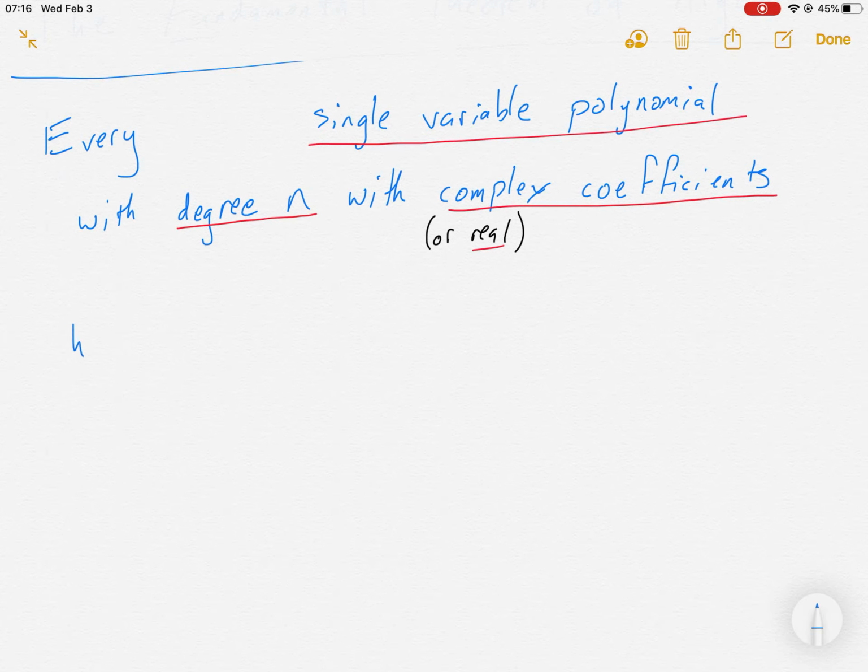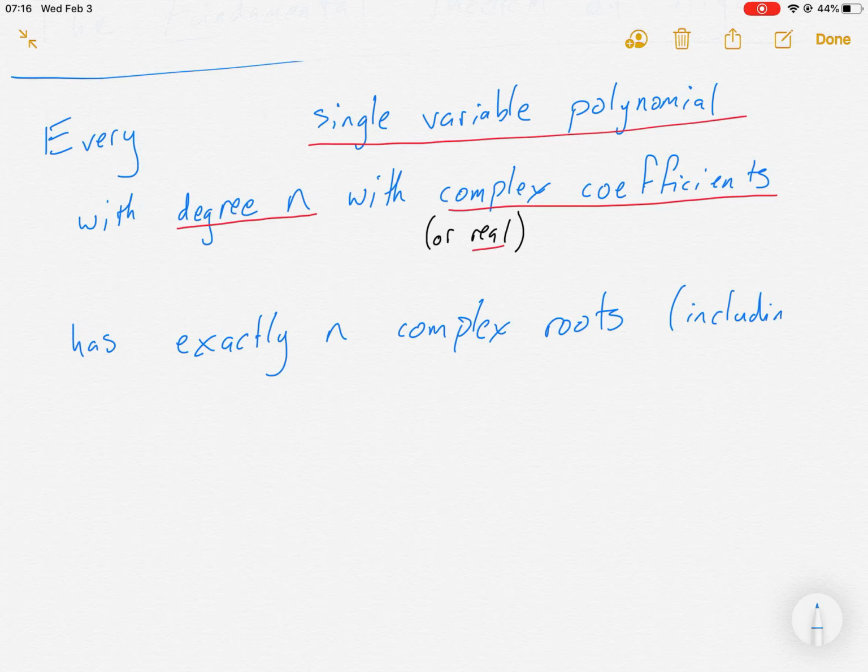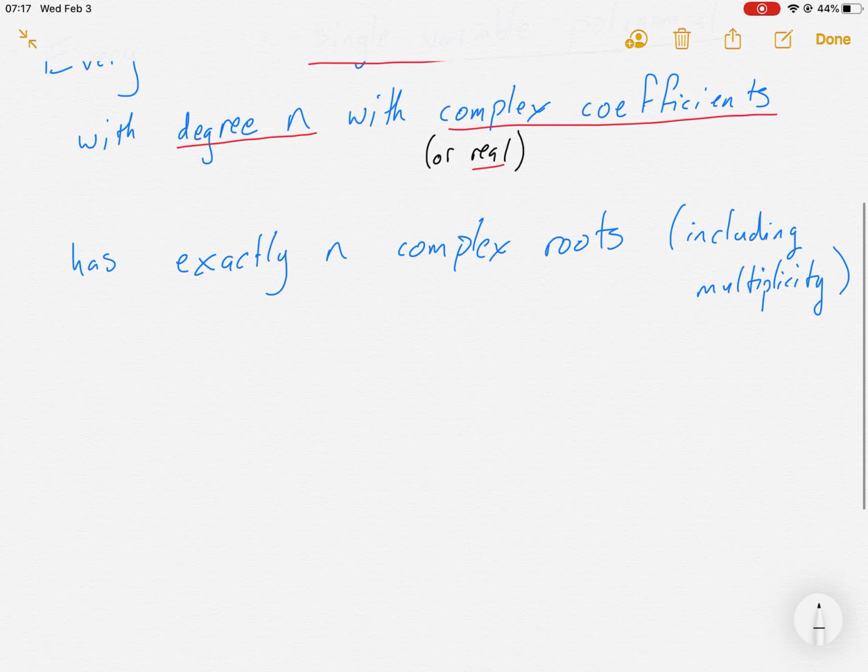Here's the big result. This polynomial has exactly n complex roots. And that includes potential multiplicity. So if we count roots more than once, that also applies here. So for example, if I just wrote any random polynomial down, I did not come up with this previously, I don't know what the roots of this are.